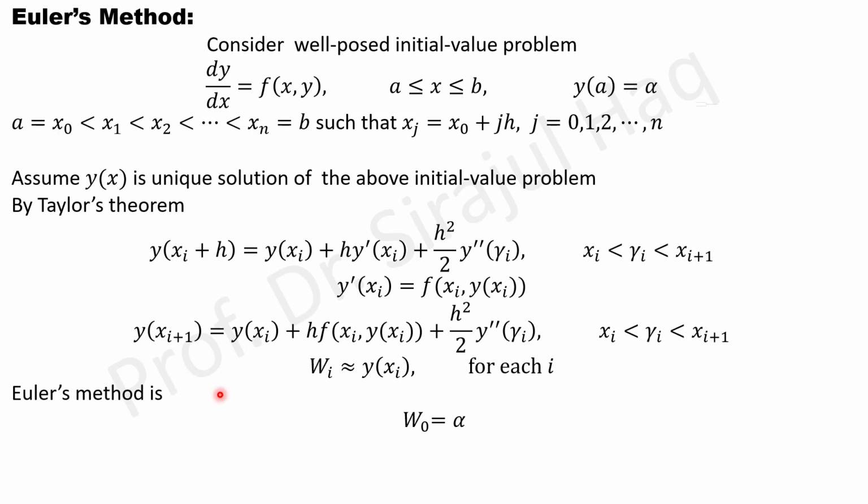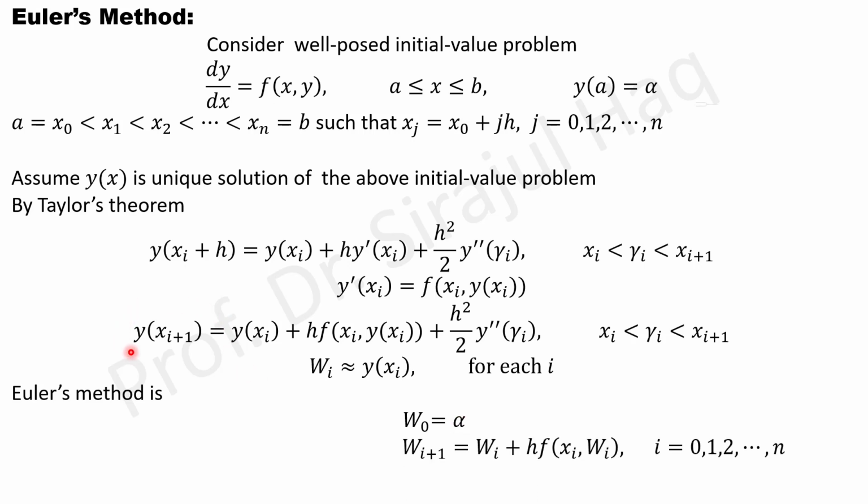So the value of i is equal to 0. I am getting y at x naught, and y at x naught is equal to y at a, and y at a is equal to alpha. So that's the reason I'm writing from this condition that y naught is equal to alpha.